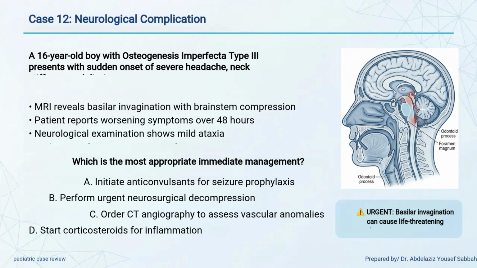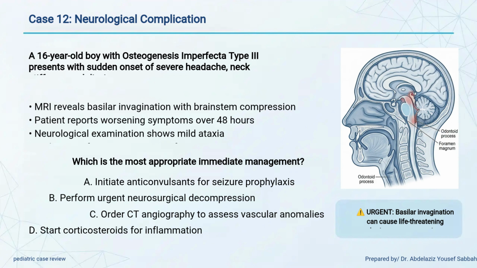Magnetic resonance imaging reveals basilar invagination with brainstem compression. The patient reports worsening symptoms over 48 hours. Neurological examination shows mild ataxia. No history of recent trauma or infection. Which is the most appropriate immediate management?